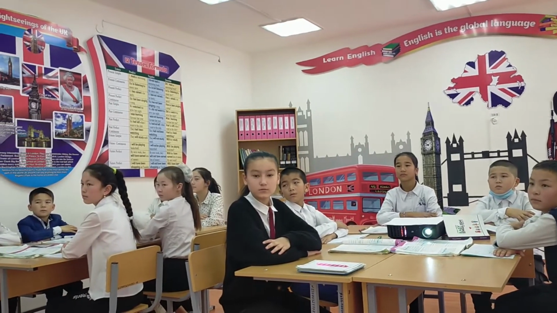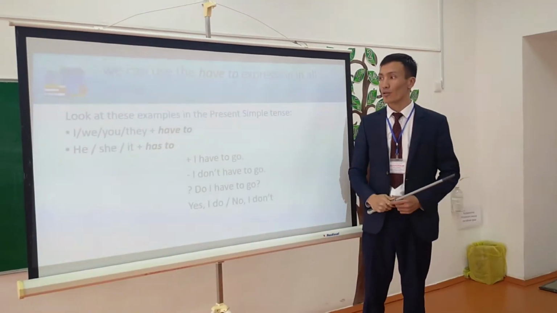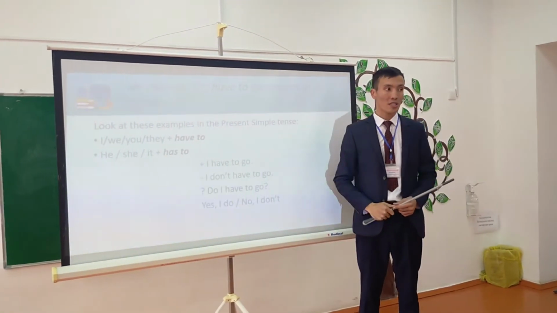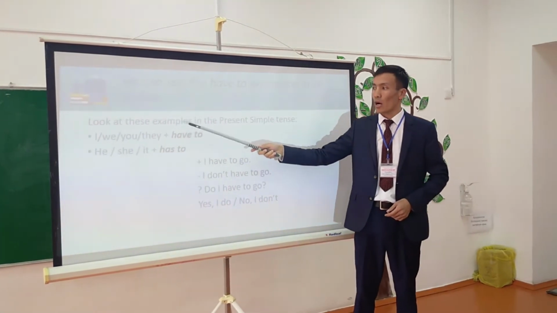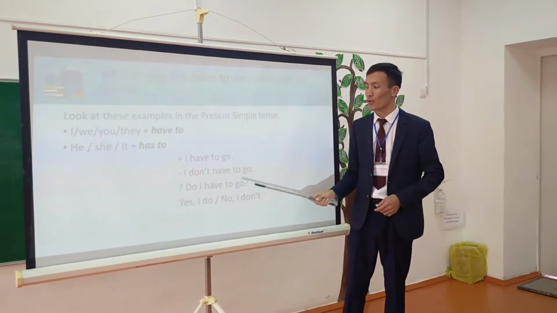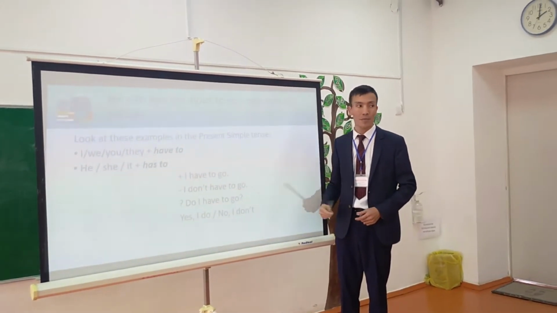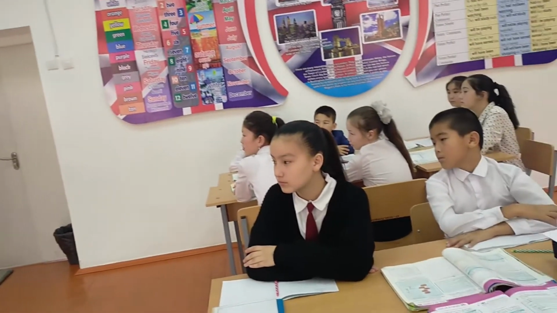We can use have to expression in all tenses. Have to'ды біз барлық шарттарда да қолдана аламыз. Look at these examples in the present simple tense. Осы шарттағы мысалдарға қараймыз. I, we, you, they plus have to. I, we, you, they есімдіктеріне have to қолданылады. He, she, it plus has to. Осы he, she, it есімдіктеріне біз нені қолданамыз? Has to'ды қолданамыз. Affirmative form, болымды формасы I have to go. Мен баруым керек. Negative form, I don't have to go. Мен бармауым керек.